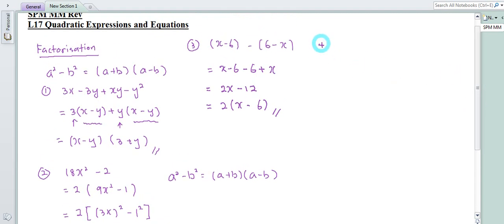Okay, so we go to number 4. P. So Q minus 1 minus 1 minus Q. Okay, so how to do the factorization? Okay, so here you see Q minus 1, here you see 1 minus Q. If I want to change this part become Q minus 1, what should I do? Q minus 1. So the negative become positive, positive become negative. Means that I just need to change the sign here, become positive.